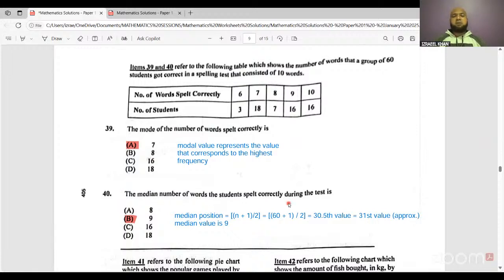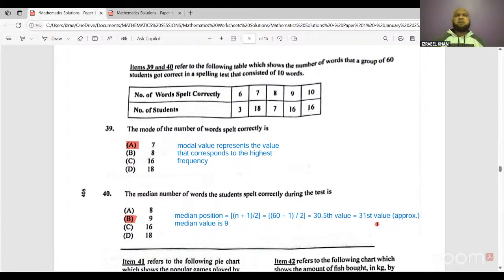I'm going to be one of the few teachers that still love to use this formula, (n plus 1) on 2, to find your median, where n is your total number of students, which we learned up here to be 60. Is 60 plus 1 on 2. That's 61 on 2, which is 30.5. That 30.5 is not your median. That represents the location of your median. The 30.5 value is approximately your 31st value.